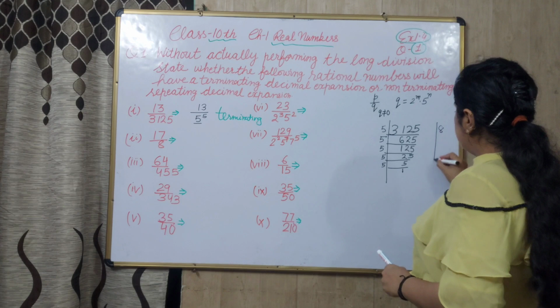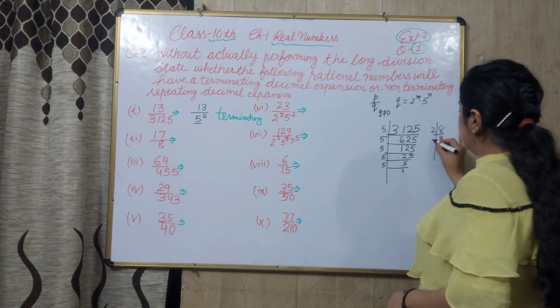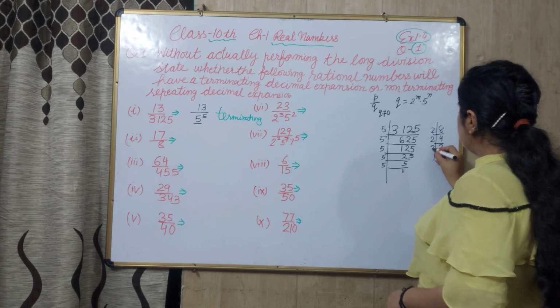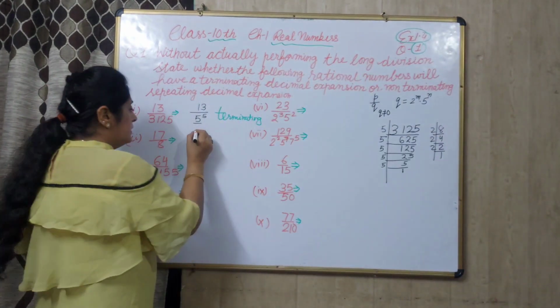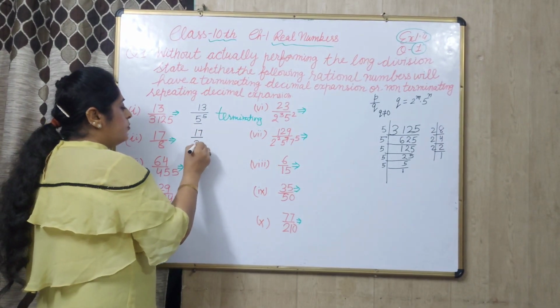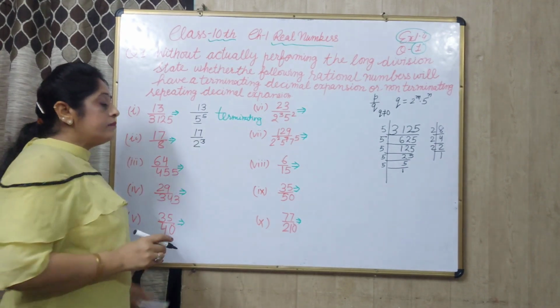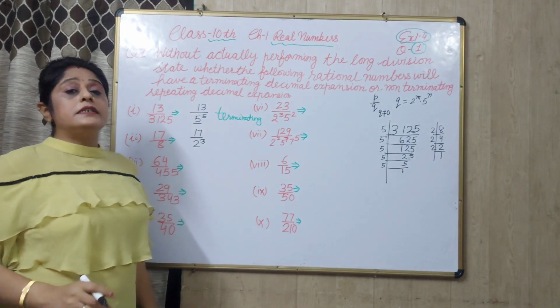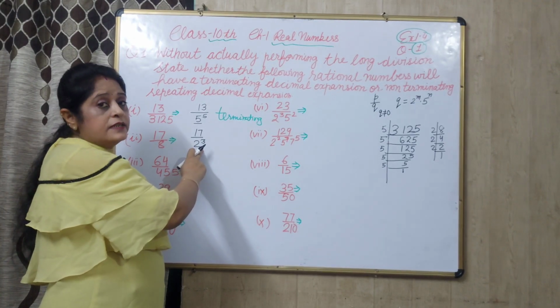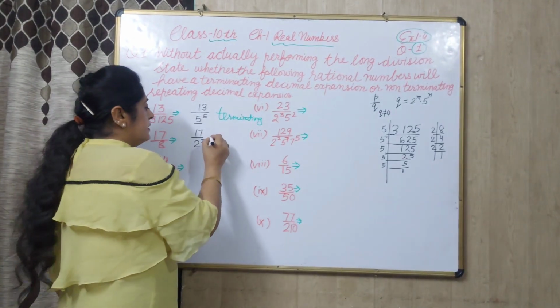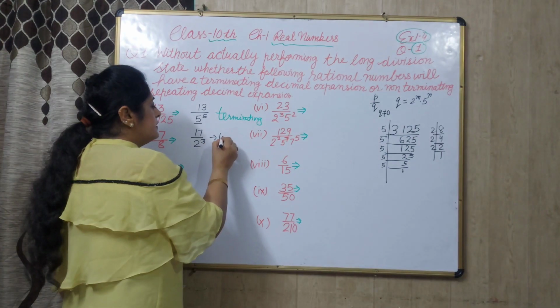Now 17 upon 8. Again they are co-prime numbers and we will factorize the denominator. 8, 2 4s are 8, then 2 2s are 4, so 2 power 3. We can write 17 upon 2 power 3. Now our denominator is in the power of 2. It means it is a terminating decimal.